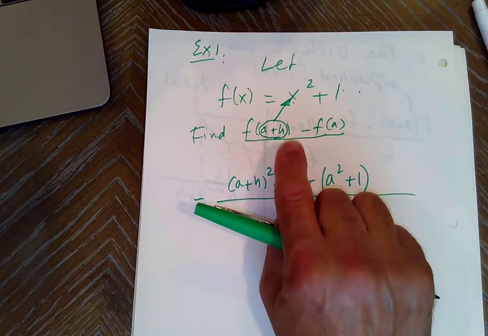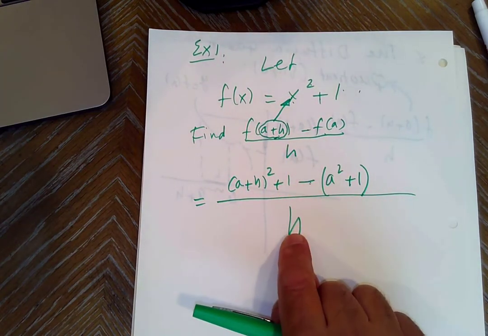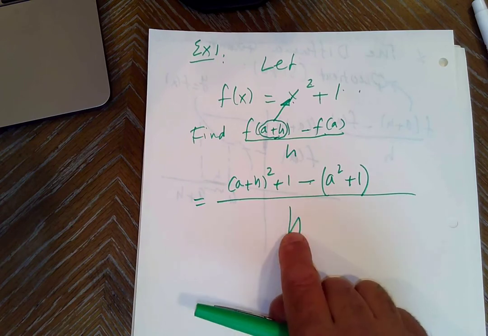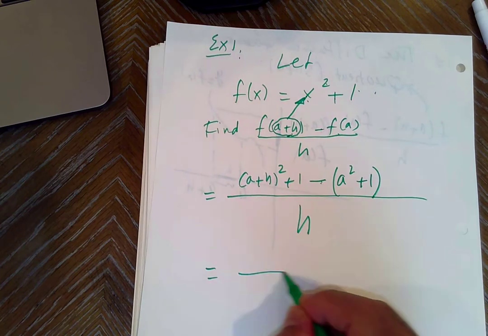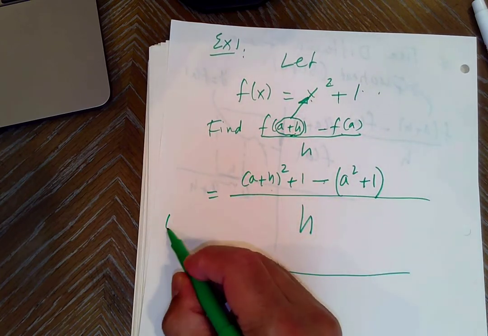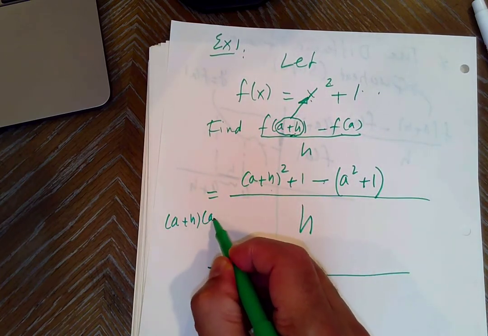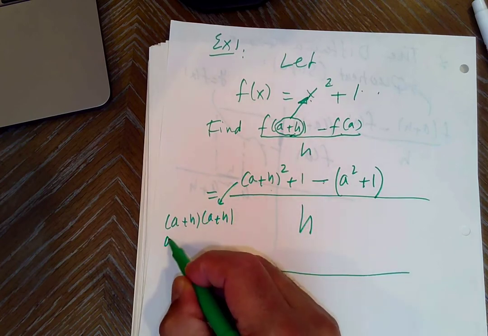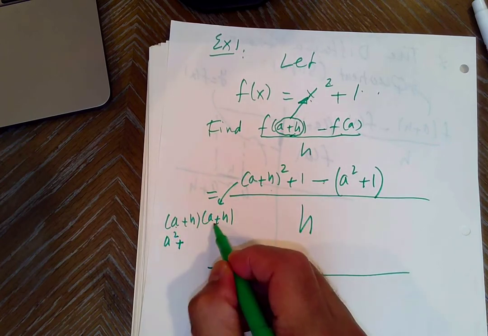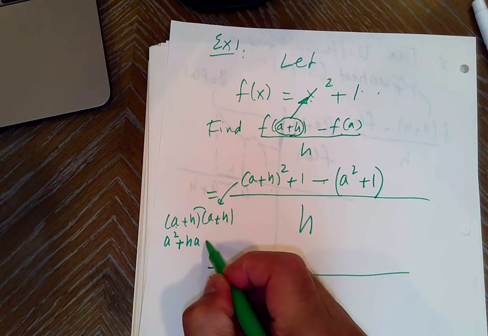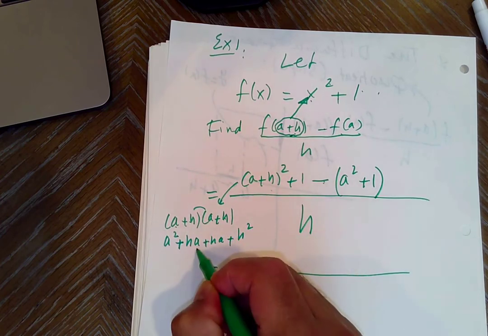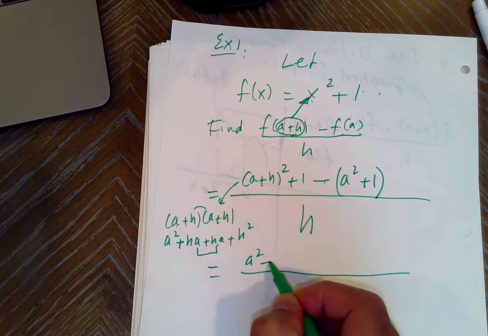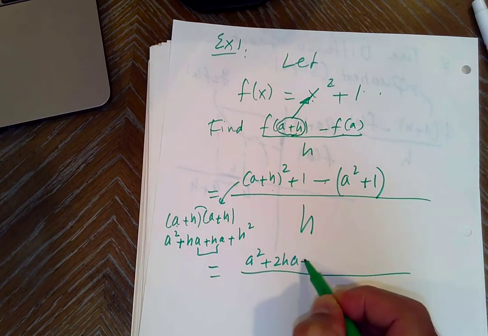When you're doing the difference quotient, you are not done until this h at the bottom is cancelled out. Once you cancel this h out, then you're done. So we gotta do some work. We're gonna FOIL that. (a plus h) squared is a plus h times a plus h, which is a times a is a squared. A times h is ha, and then ha again. And then h times h is h squared.